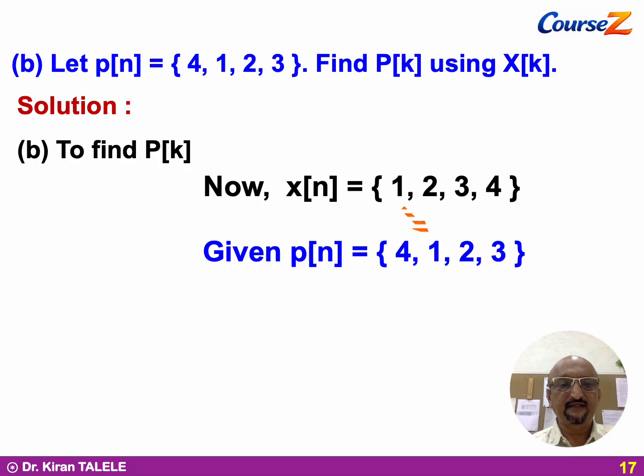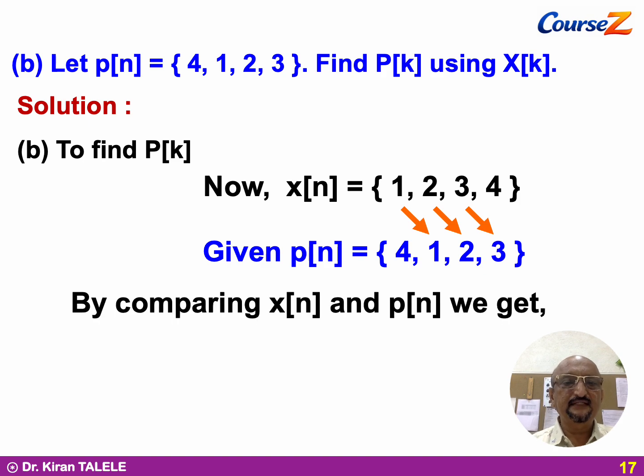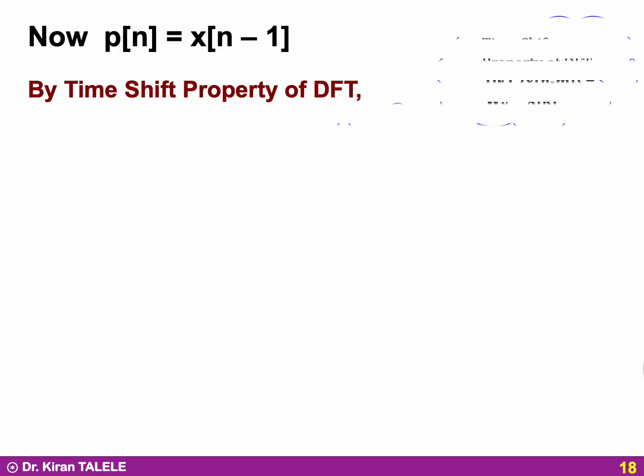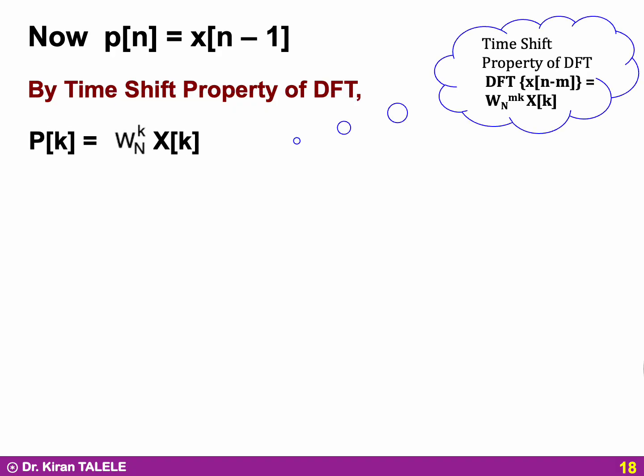1 shifted, 2 shifted, 3 shifted, 4 circularly shifted. So every signal value of x of n is shifted here in p of n, to the right side by 1. So we can write p of n equal to x of n minus 1. And then we can apply time shift property. So DFT of x of n minus 1 would be W_N raised to k times X of k.